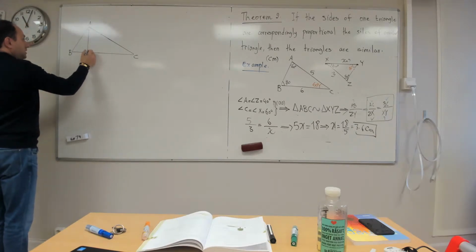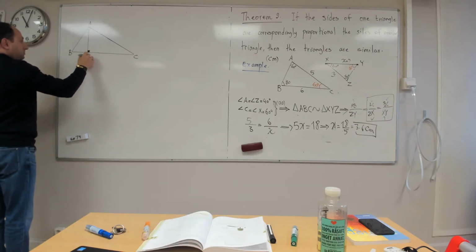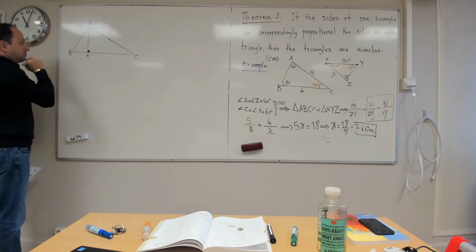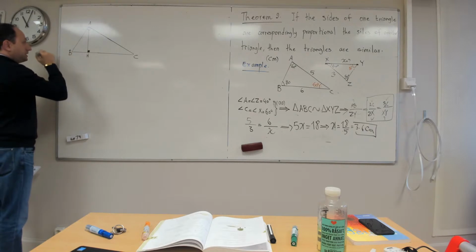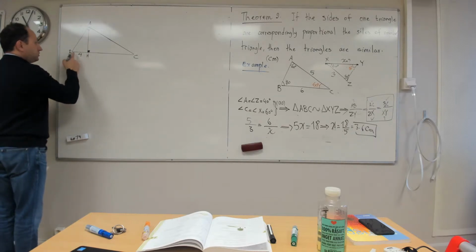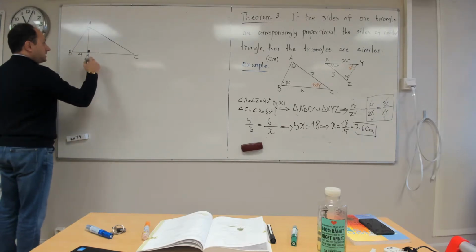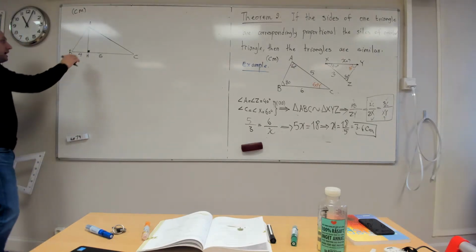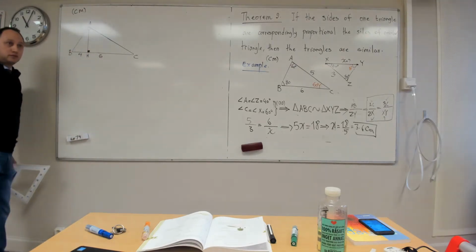Assume that this is the height of this triangle, and I call this point H. Now, let me give you numbers. Let me be a little bit more careful this time. Let me tell you that, for example, from B to H is 4, from H to C is 6, and everything is in centimeters. Now I ask you to calculate the height.